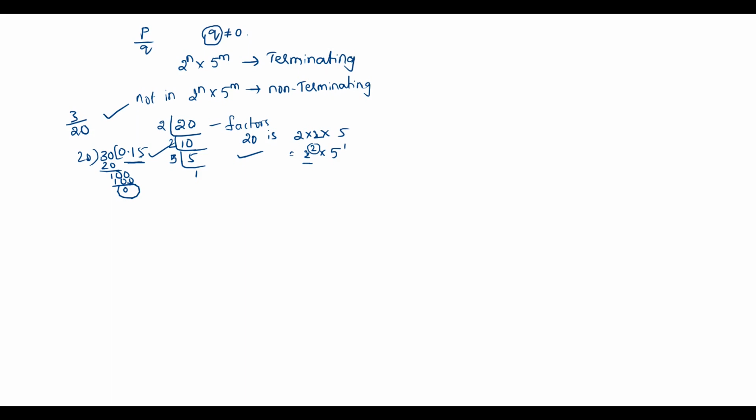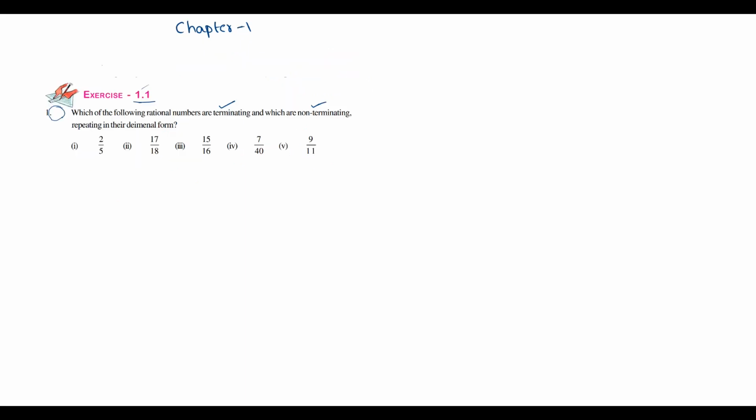We can simply find whether the rational number is terminating or non-terminating. To solve the first exercise problems, we need to understand these topics. Now we solve the first problem. The given rational number is 2 by 5.